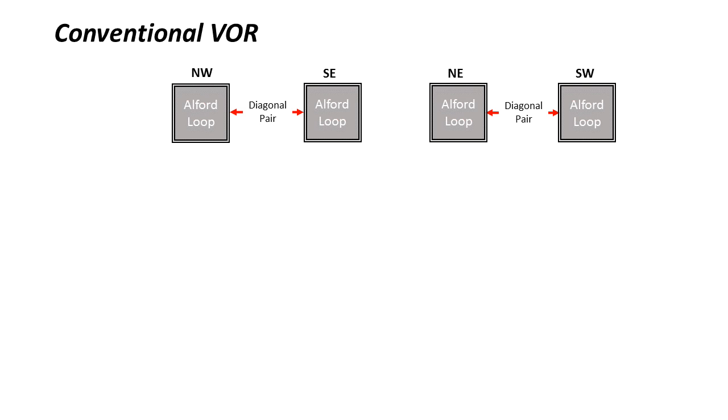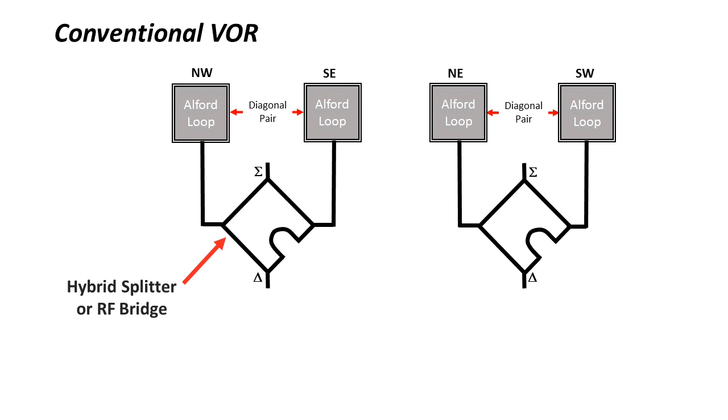Let's look in more detail at the RF distribution in the blue box above. First, here are the four Alford loops. Remember, in real life they are in a square side-by-side formation. Each one has a feeder and diagonal pairs are connected to an RF bridge or hybrid splitter. The hybrid splitter or RF bridge works as follows.